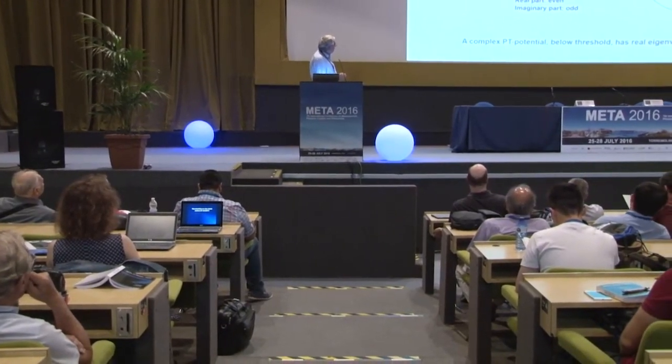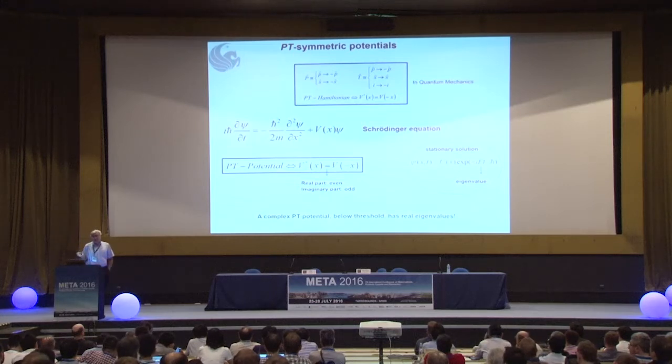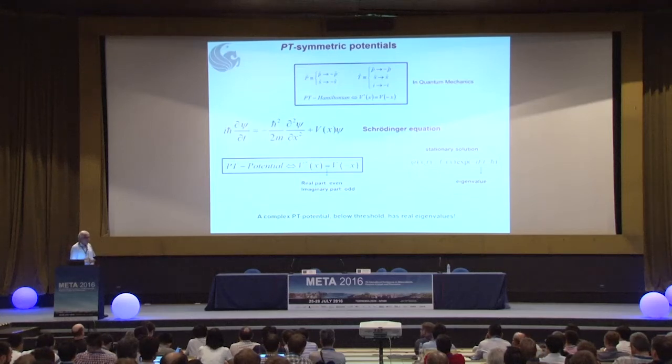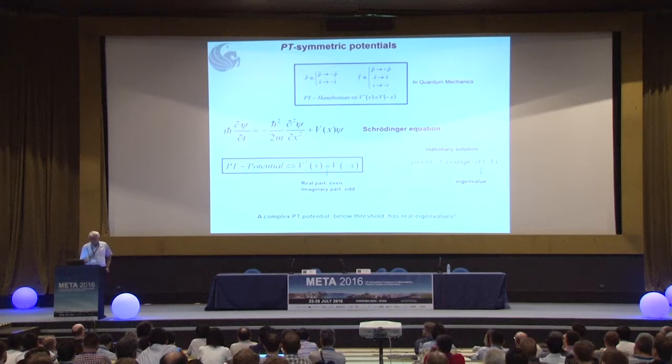If you take it one step further, you will find that the real part of this potential must be even, while the imaginary part must be antisymmetric, must be odd. So if you guarantee this relation, you have at least a good start. Nobody says that the spectrum will be real, but there is a good chance that it will be. So if indeed we respect parity time symmetry, then this complex parity time potential below threshold will exhibit entirely real eigenvalues everywhere in the spectrum.